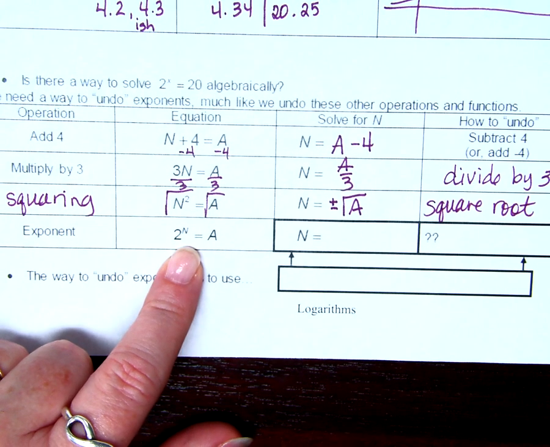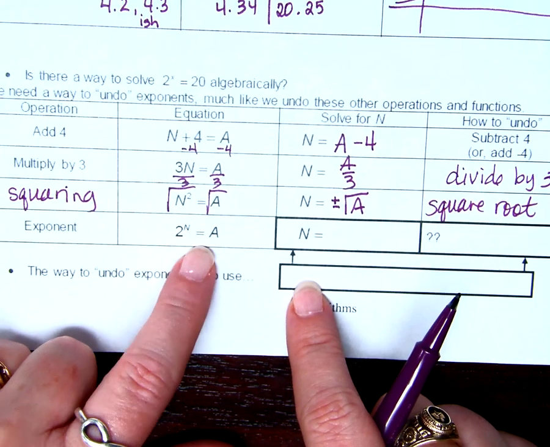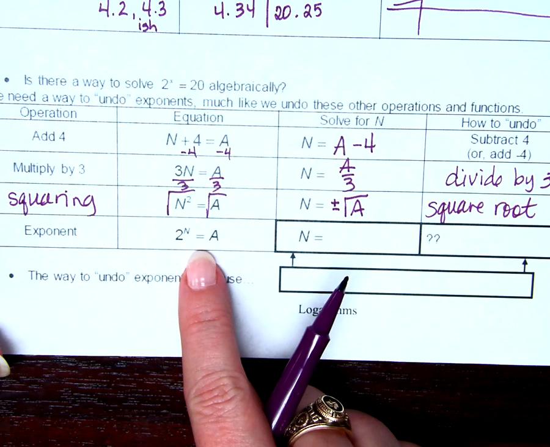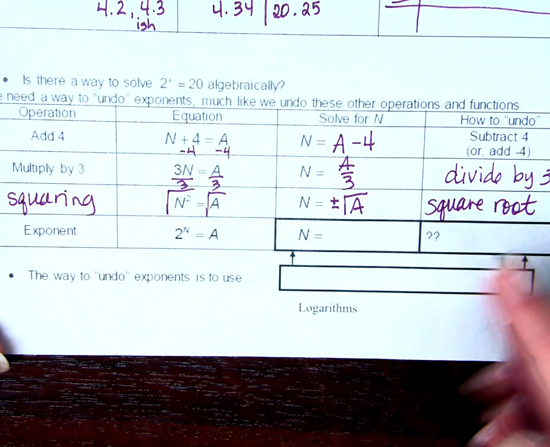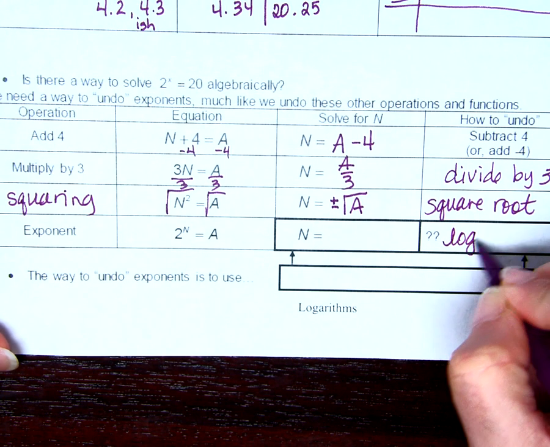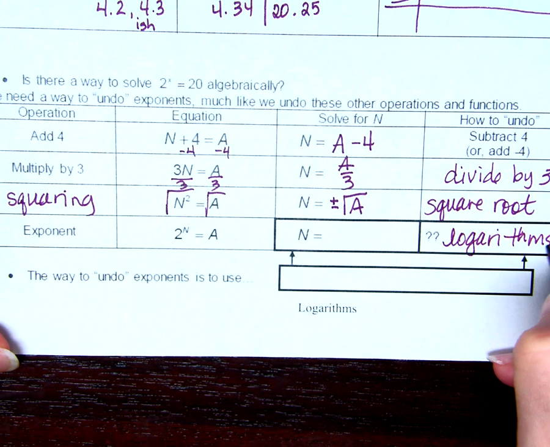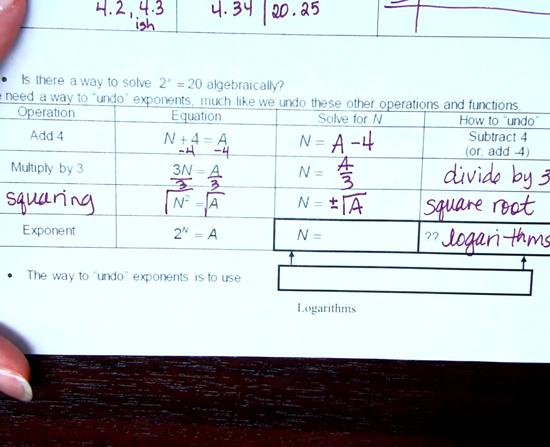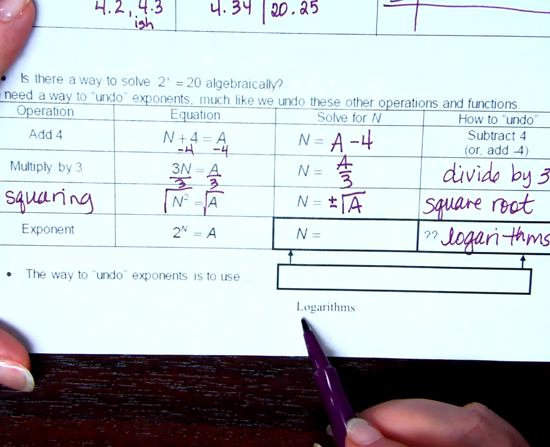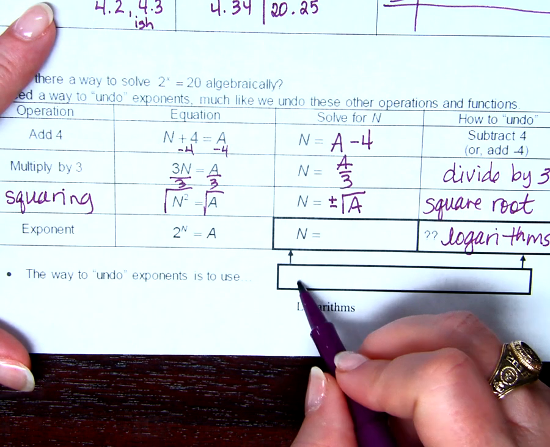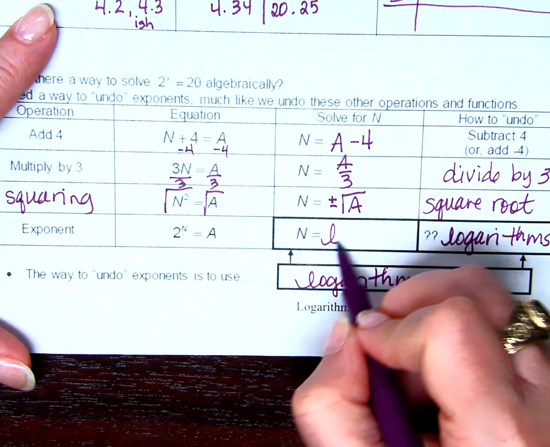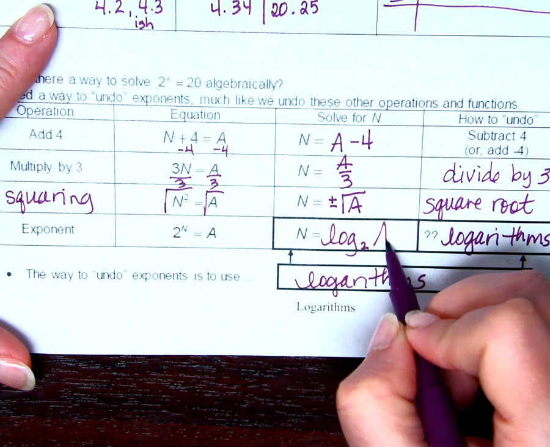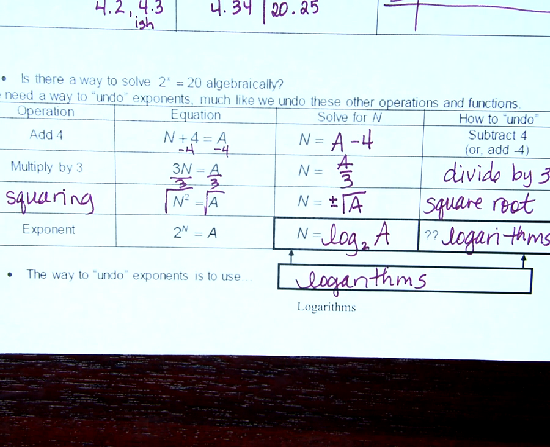So this is the problem, right? 2 to the x equals 20. That's our problem, isn't it? We have to have a way to undo exponents. And the way we undo exponents is by using logarithms. If you don't know how to spell logarithms, it for some reason printed right there, which is also the word that goes in this blank. And here's what it looks like. We'll talk more about that in just a second, so just write it down for now.